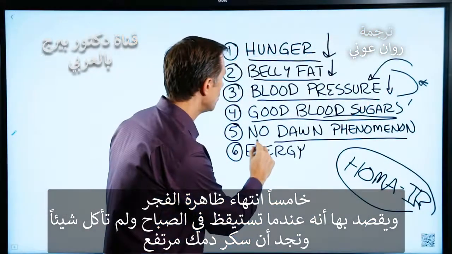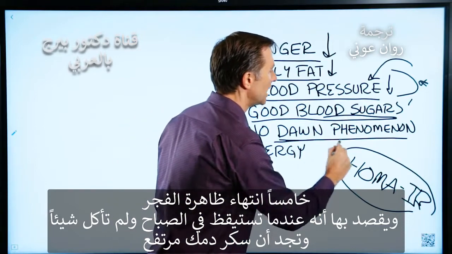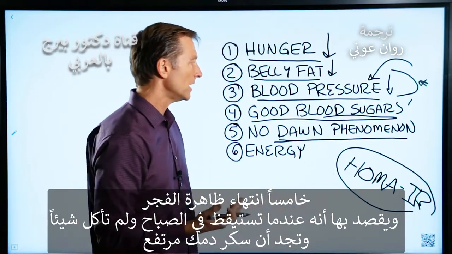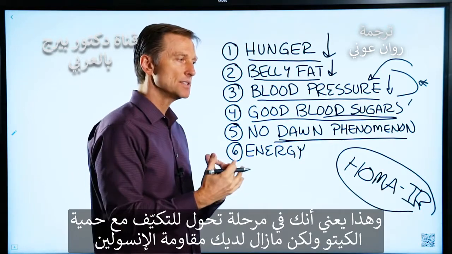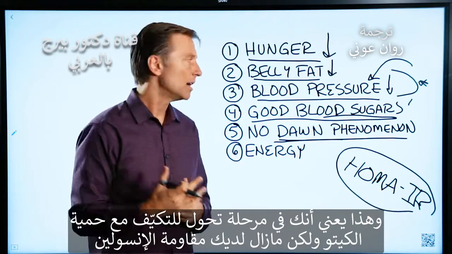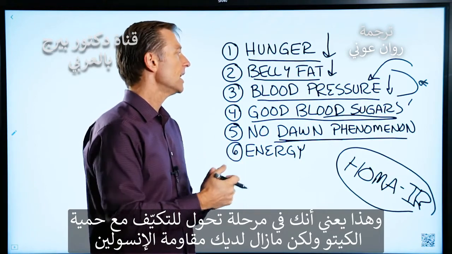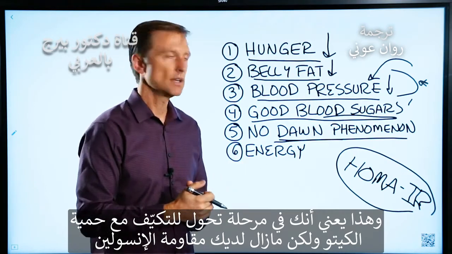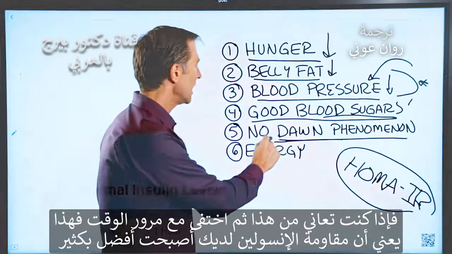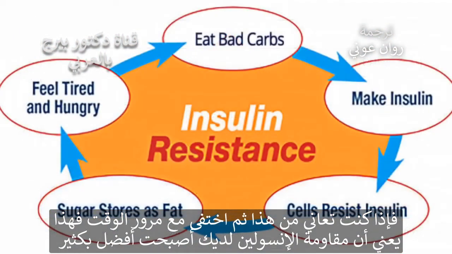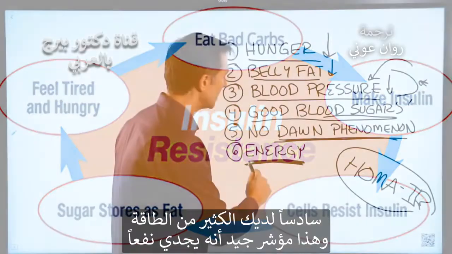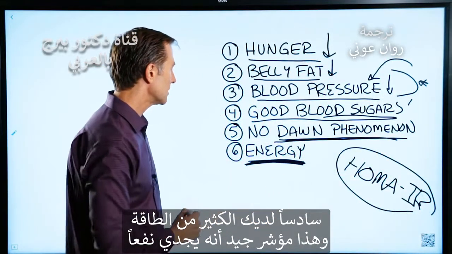Number 5, no dawn phenomenon. The dawn phenomenon is this: when you wake up in the morning, you didn't eat anything, and your blood sugar is high. That just means that you're in the transition phase of adapting to ketosis, and you still have insulin resistance. So if you have this, and then it goes away, which it will over time, that means your insulin resistance is much, much better. And number 6, you have a lot more energy. That's a real good indicator that it's working.